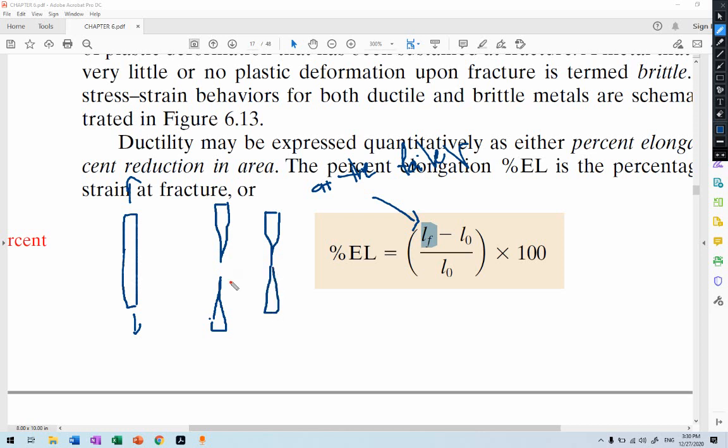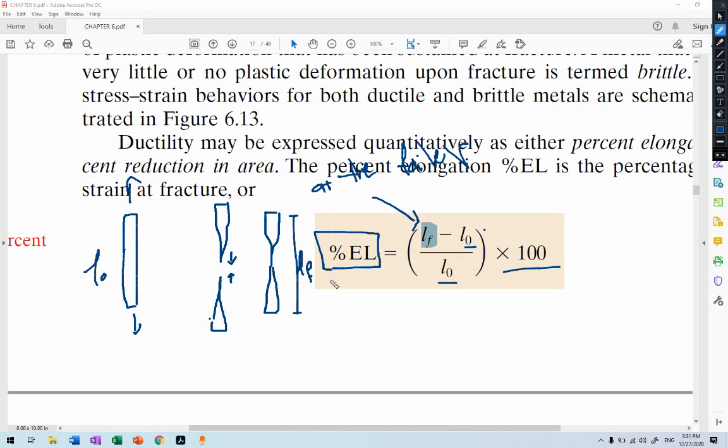Now this is the final length. You bring them back together, just touching each other, in order to find the last final length of the material before it separated. Then the final length minus the original length will tell us how much this material elongated, how much it changed in length before failure. Divided by the original length, times 100, that gives the percentage elongation.